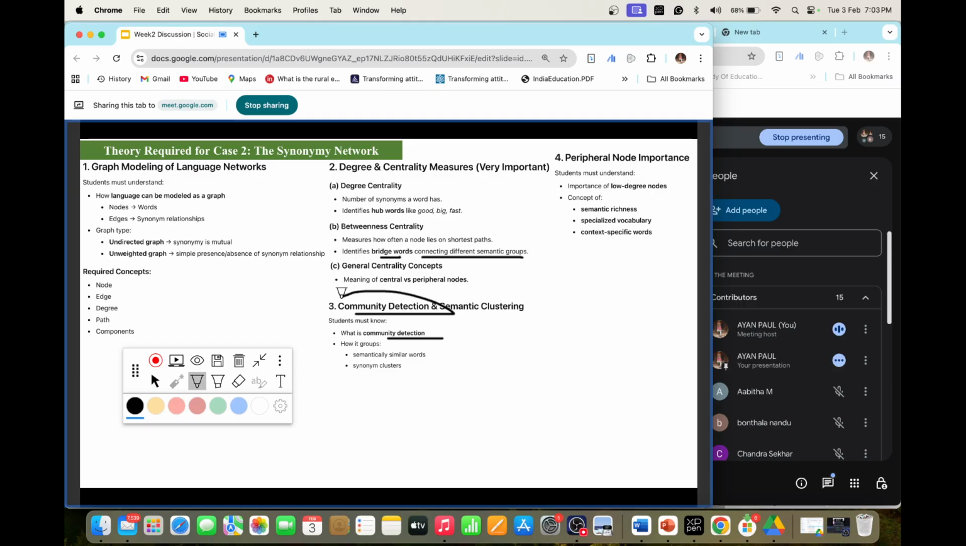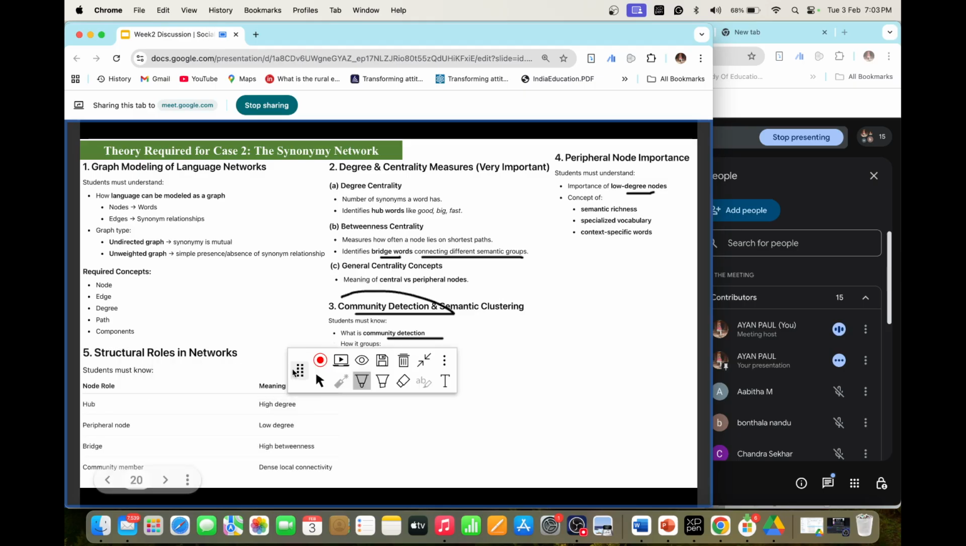Okay, a word like "good" can have different synonyms, like "nice" and so on, so it can form a community. So that is community detection. And then peripheral nodes: the importance of low degree nodes. Okay. Semantic richness: specialized vocabulary, or context specific words.